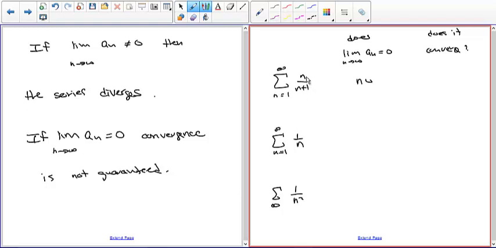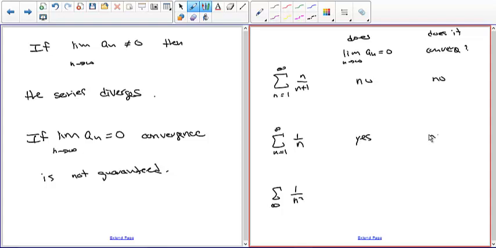You can see that as n gets very large, the 1 in the denominator becomes insignificant, and so you get n over n, essentially, which would be 1. So for the first one, the limit does not equal 0, and does it converge? No. Does the second one, the limit of 1 over n as n approaches infinity, equal 0? And the answer is yes.